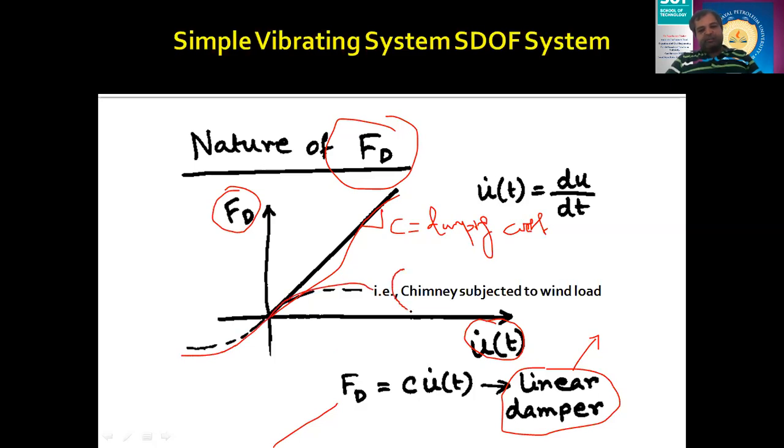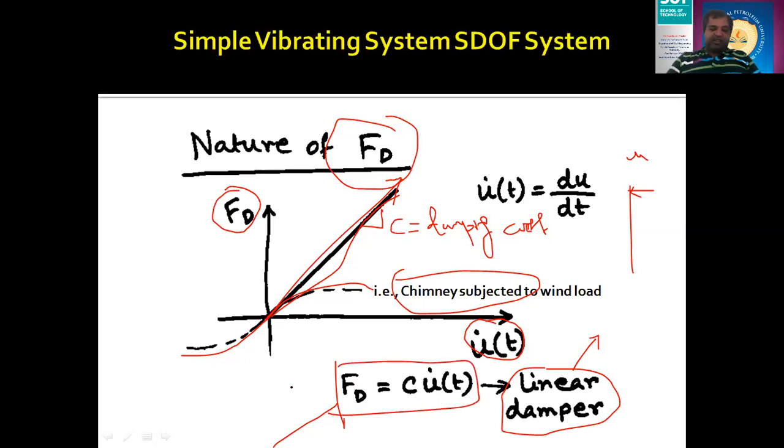Generally, in the case of a chimney or a very high-rise structure subjected to wind load, what happens is that the wind load is aperiodic, and it will vibrate the structure as a system. In this case, your damping will be curvilinear, right? However, again in the SDOF system, we are going to consider the linear model for the modeling. So my value of FD will be C into u dot of t.